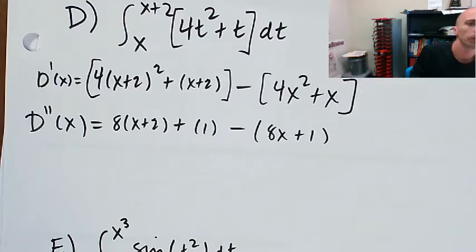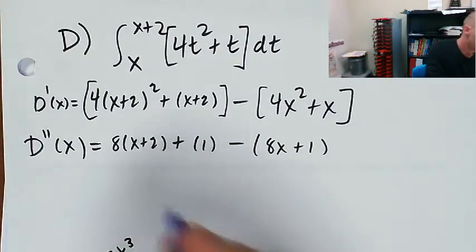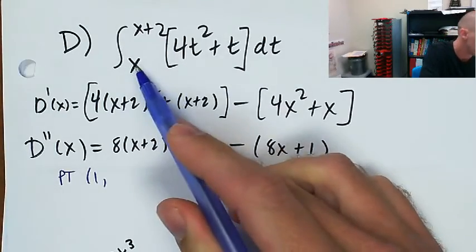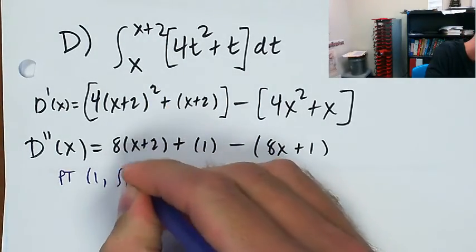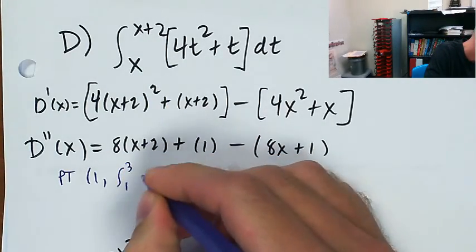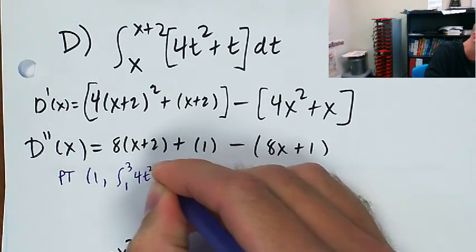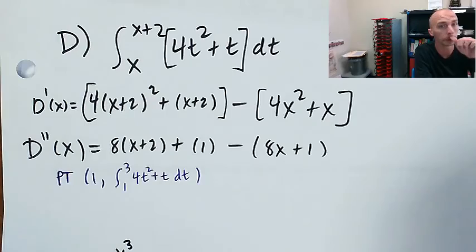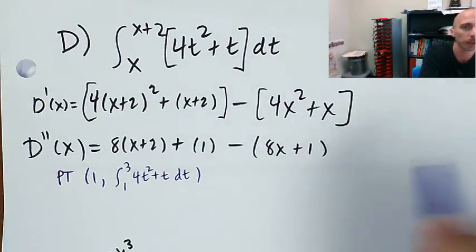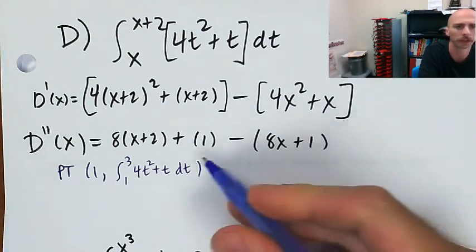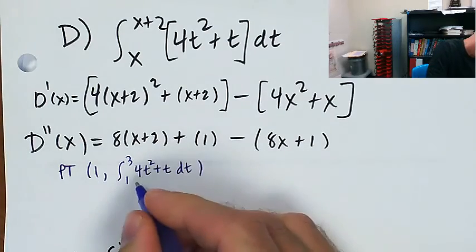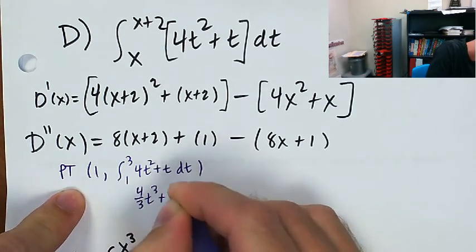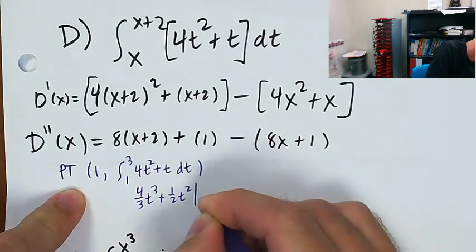All right, so I'm going to get a point and a slope. Okay, so the point is going to be x is 1 and y will be the integral from 1 to 3 of 4t squared plus t, again, dt. If you were working this as it appeared on your homework, you would be integrating 5t dt from 1 to 3, and that would give you a different answer, but I feel like this will be more interesting if I do it like this. All right, so that's 4/3 t to the 3rd plus 1/2 t squared as t runs from 1 to 3.